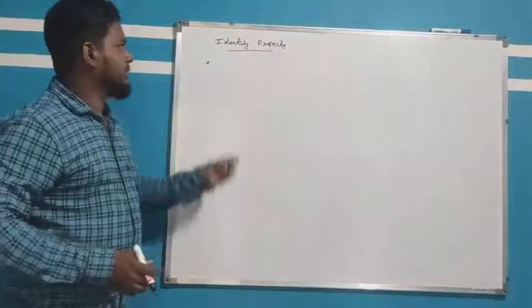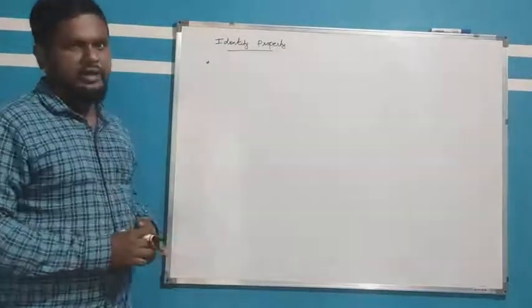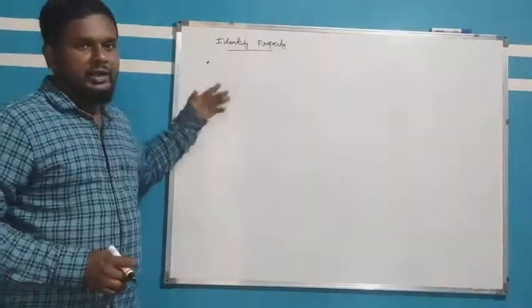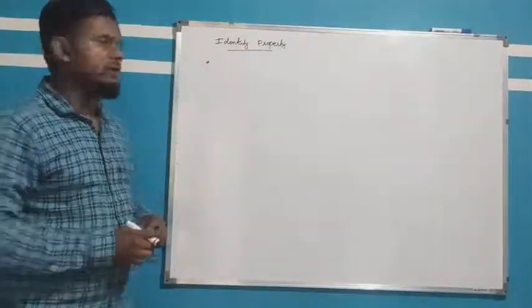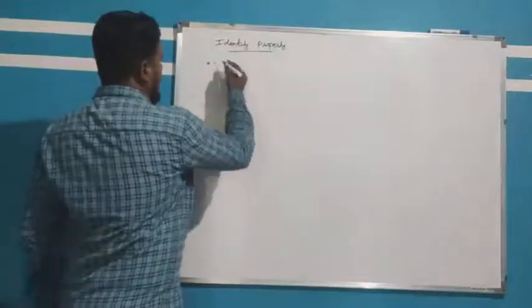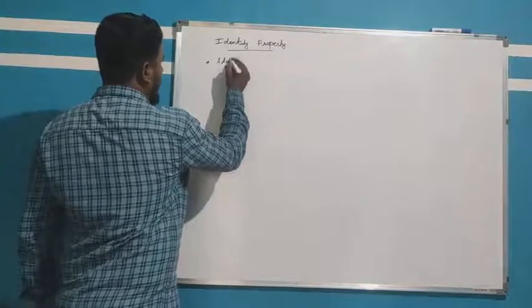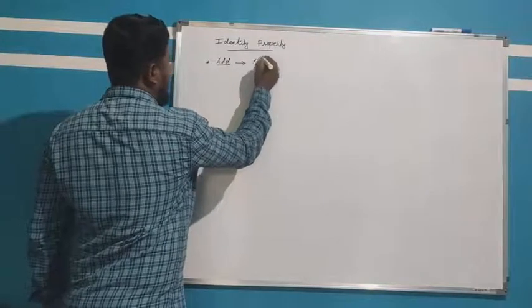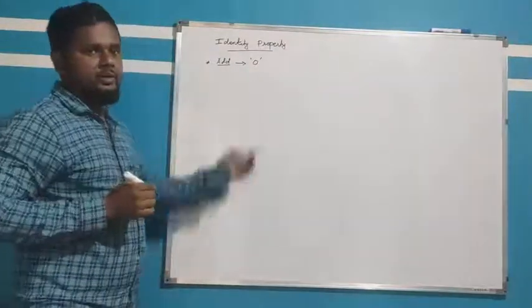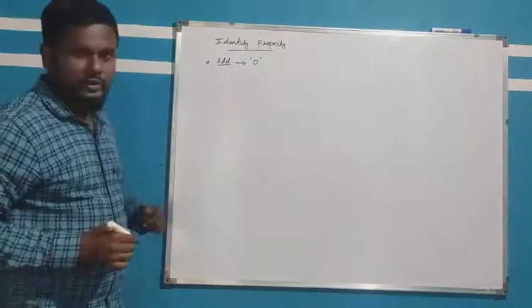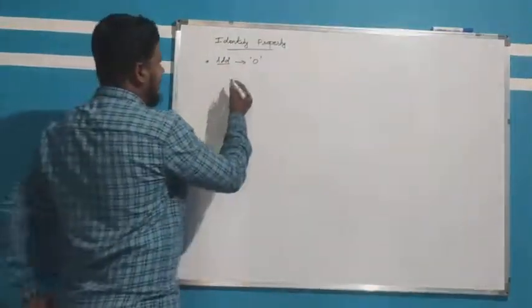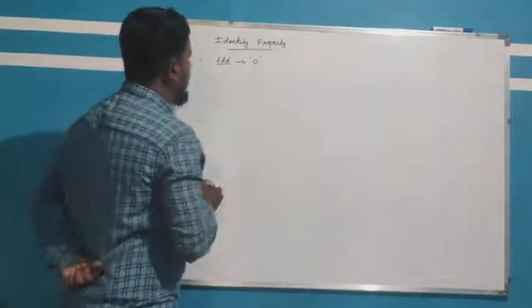Based on this, next we can see the identity property. The identity property of addition and the identity property of multiplication. First, the identity property of addition: 0 is the additive identity. So what is the additive identity?